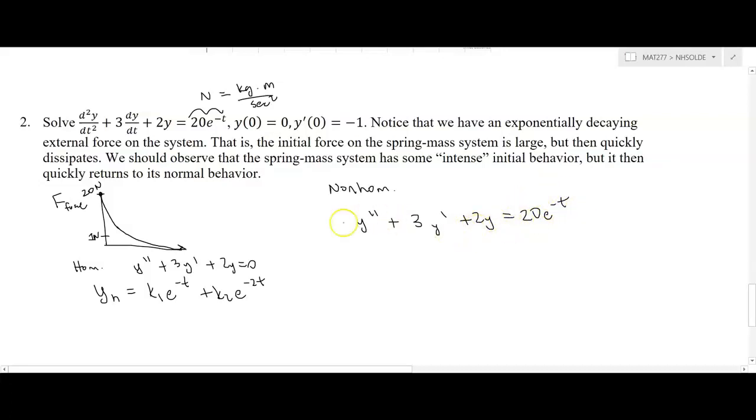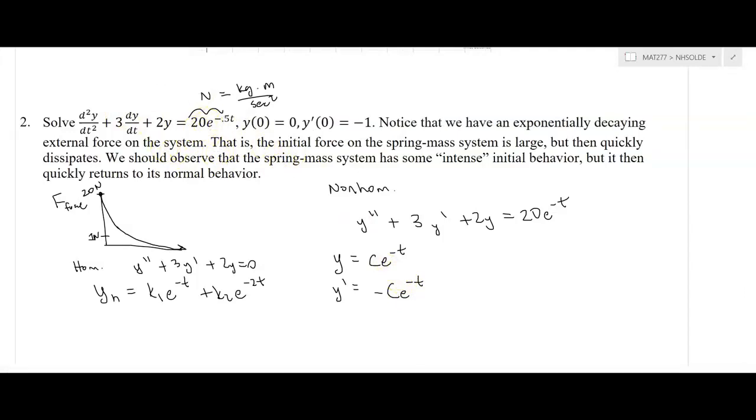Now the only way for these three functions that are just derivatives of this original to add up to an exponential is for the original function to be exponential. So my guess is going to be y equals something, I don't know what, but something e to the negative t. That coefficient is undetermined. I'm going to determine it. So let's take its derivative, which will be negative c e to the negative t. And let's take its second derivative.